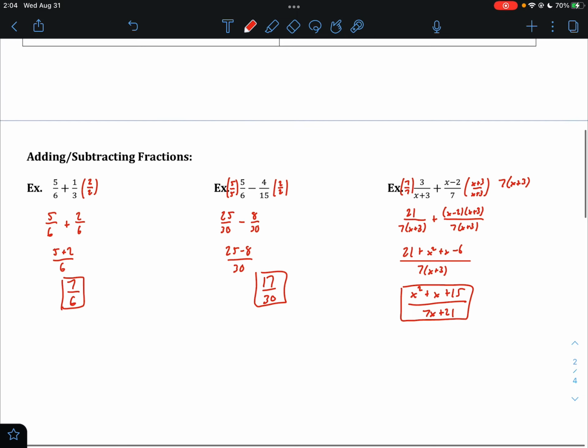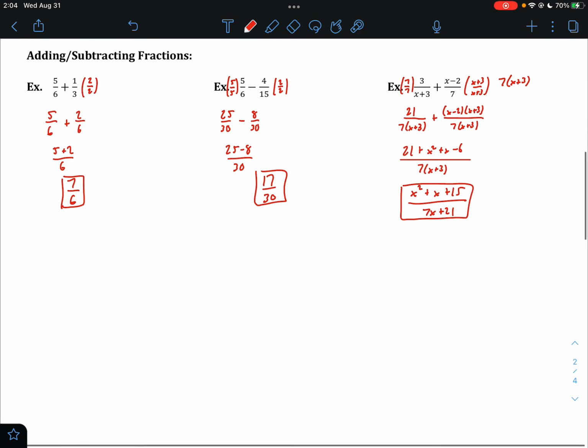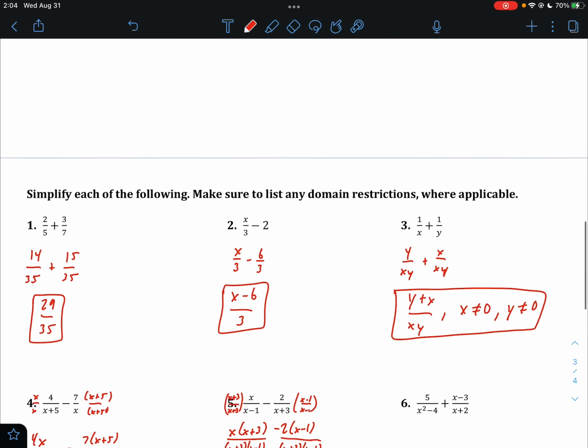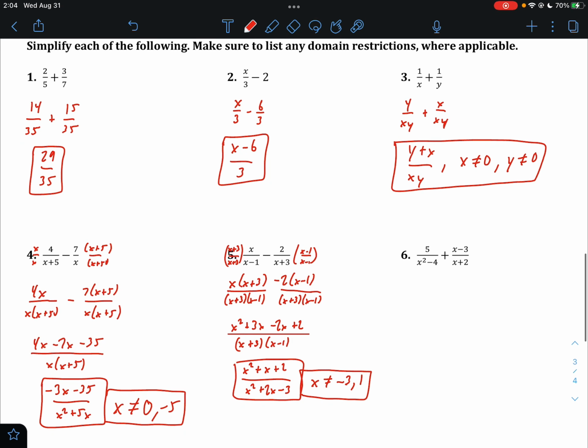So at this point, I would like you to pause this video, and on the next slide there are 6 problems. I would like you to try problems 1 through 5. Once you have finished problems 1 through 5, come back, unpause this video, and check your work. All right, so here are the work and answers for problems 1 through 5. We'll go through these one at a time.